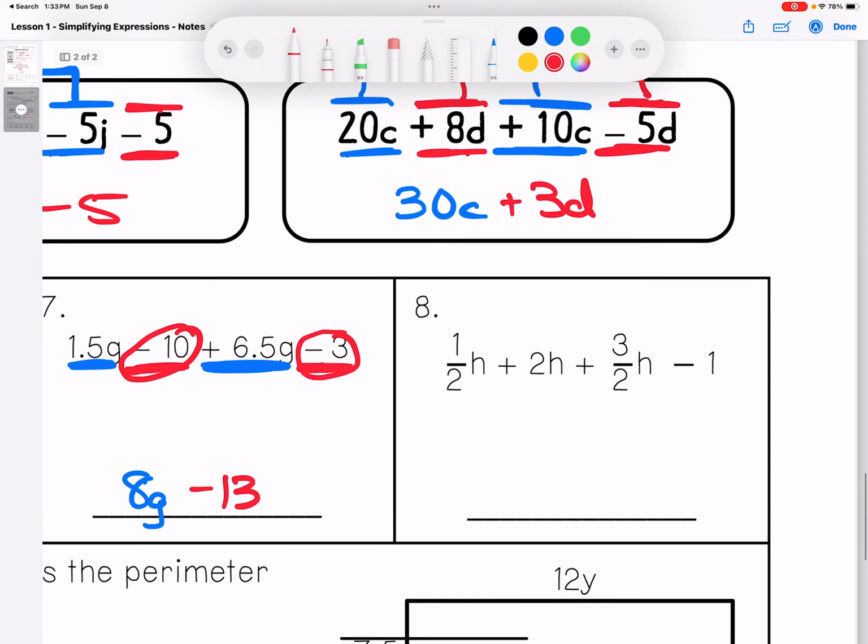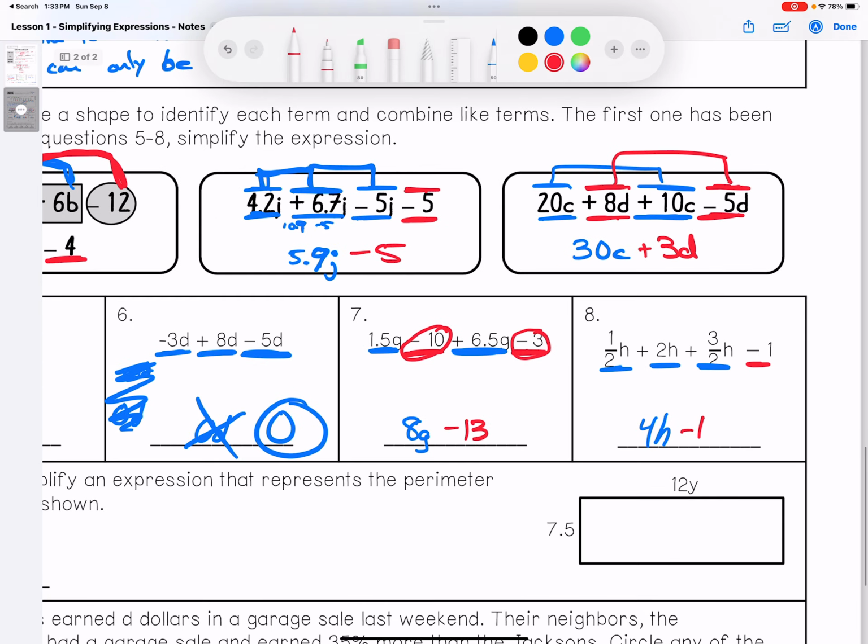Right here, the last one. There's an h, there's an h, there's an h. So we got to combine all of those. And when you combine all of those, you would have gotten a positive 4h, and then negative 1 is lonely. He didn't have any friends.